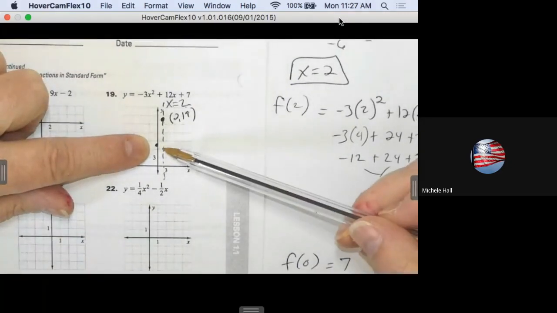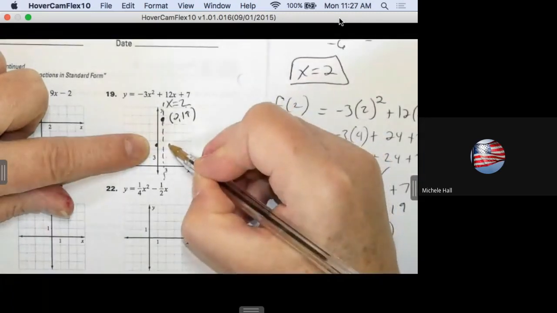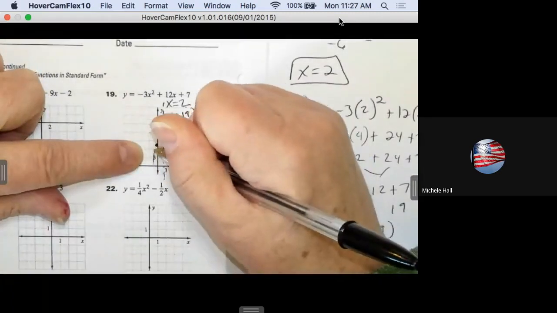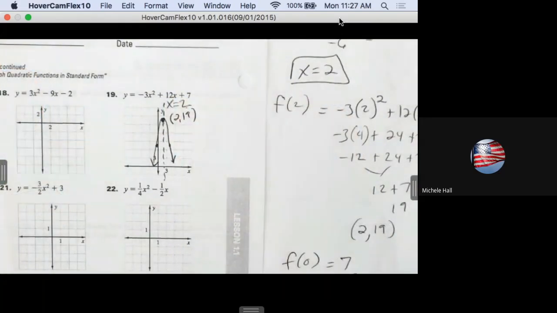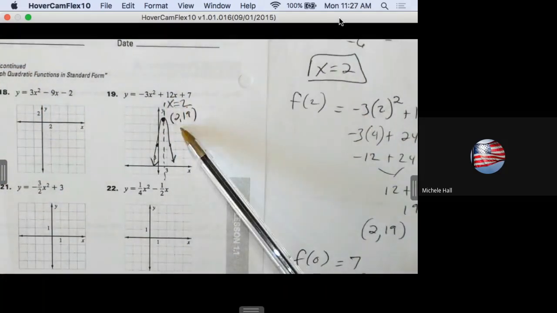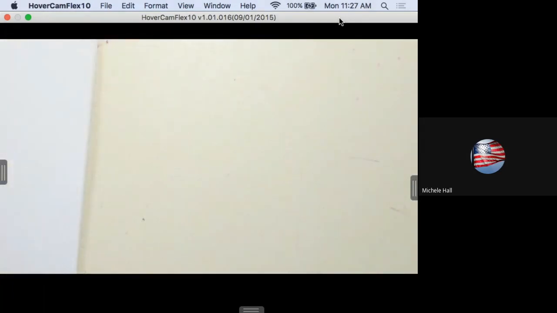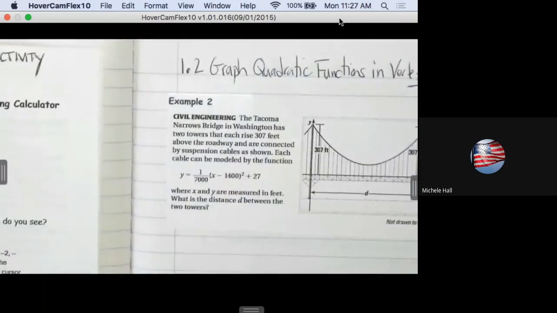I am 2 units away on this side. I'm going to be 2 units away on this side. And then I graph it. All right, that's it. Label your vertical line, your axis of symmetry, and your vertex. Boom. Done.